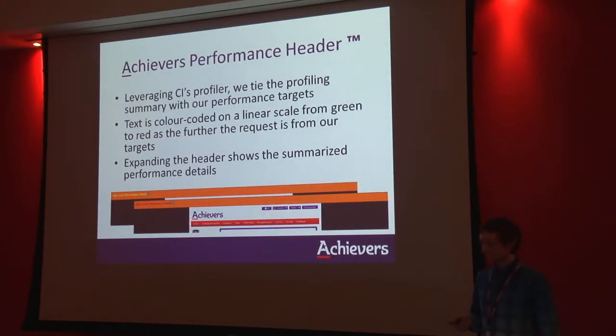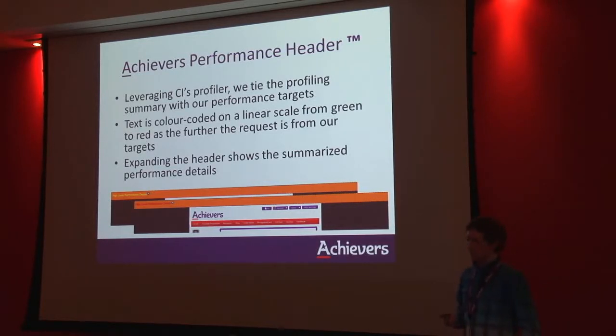Basically, I leveraged the Coordinator profiling data, but then put it at the top of the page and also tied it to our performance targets around the total amount of DB time we spend in a page, number of requests, and whether there are duplicate queries, because there should be really no reason to ever have duplicate queries in your web requests. I also made the text color code from green to red to give a really simple view of how close we are to our targets.